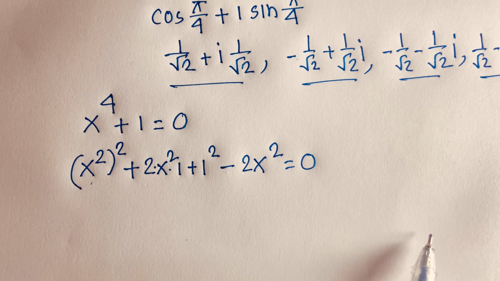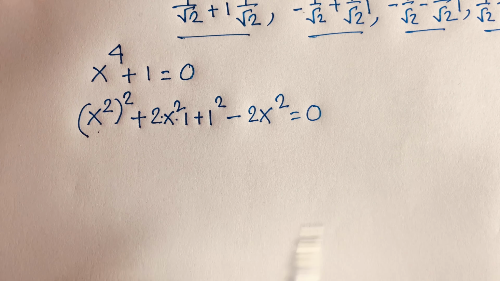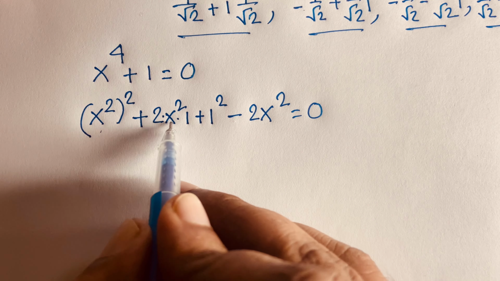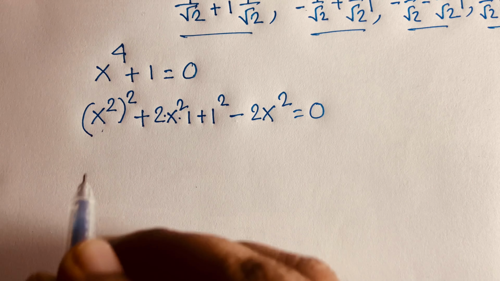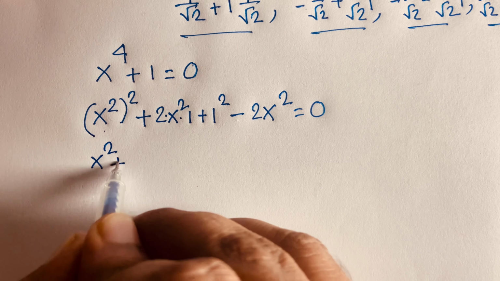And then I can say easily, we know that a square plus 2ab plus b square, it will be x square plus 1 whole square.